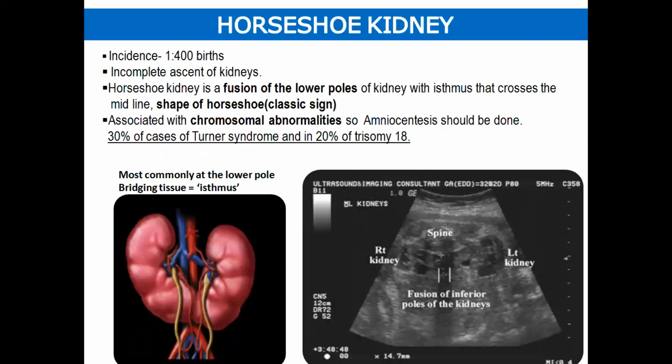The horseshoe kidney is 1 in 400. The fusion of the lower poles of the kidneys that crosses the midline, making a U shape of a horseshoe, is a classical sign, associated with chromosomal abnormalities. It is associated in 30% of cases of Turner syndrome, and in 20% of trisomy 18.